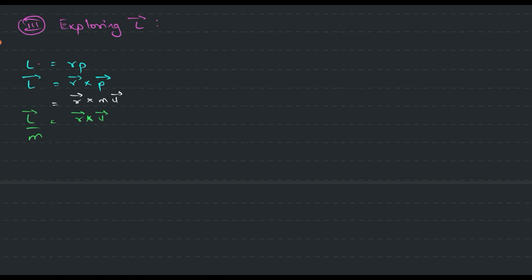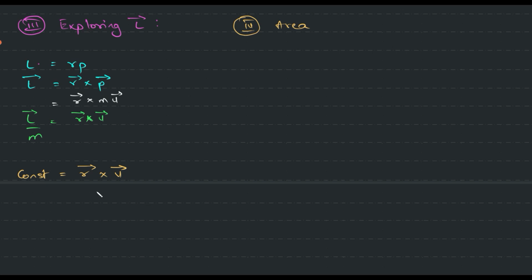But momentum is constant for this case, mass is also constant. So basically this is a constant. So r times v. From here, I need to somehow relate it to area. So from here, I need to jump to area. How will I do that?